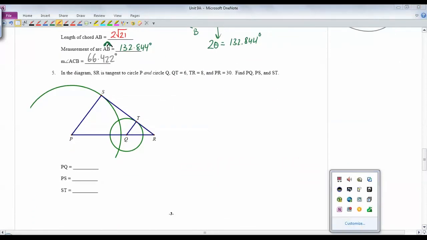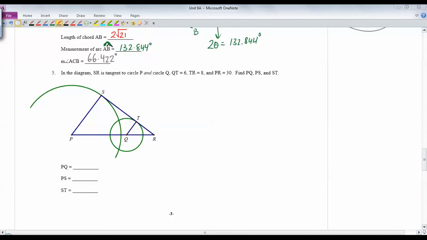Number 5. All right. So this looks complicated, but it's not terrible, actually. So let's fill in what we know. SR is tangent to both circle P and circle Q. So that means this line right here is tangent, which means the radius PS is going to be perpendicular, and the radius QT is going to be perpendicular.